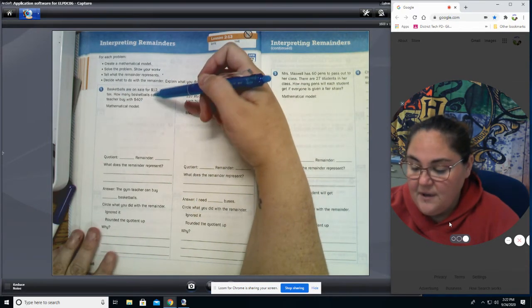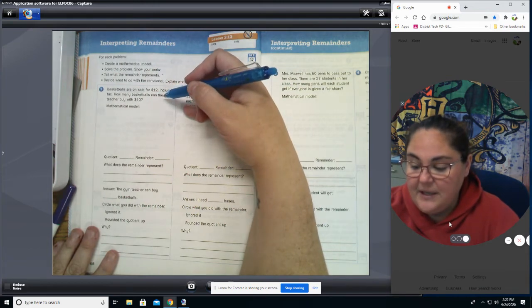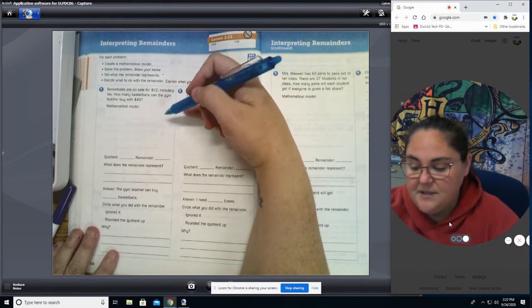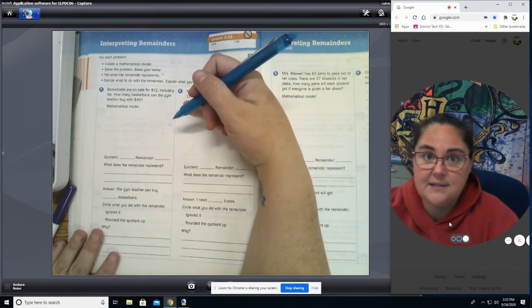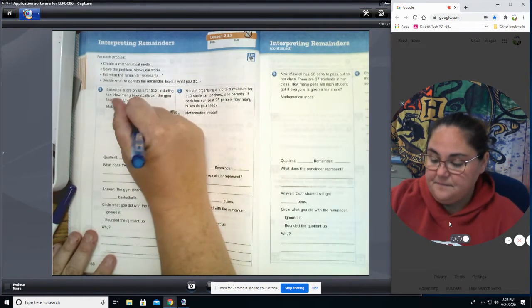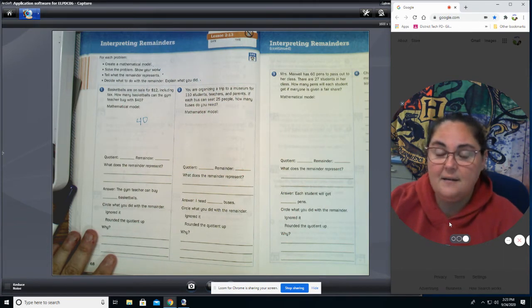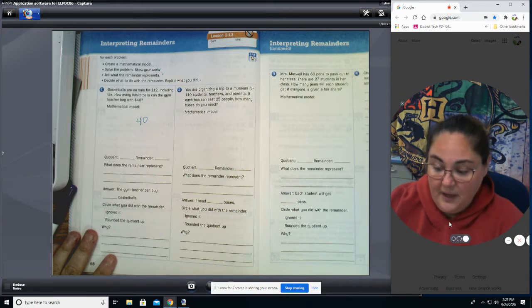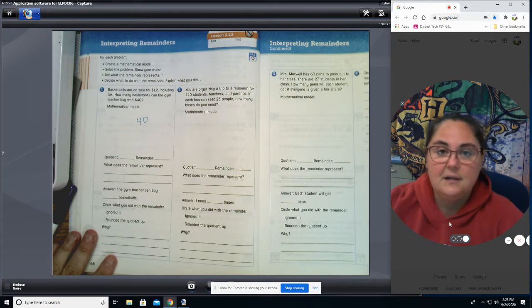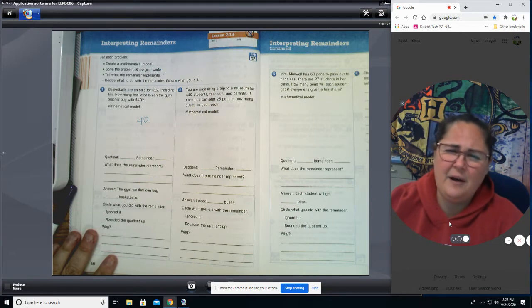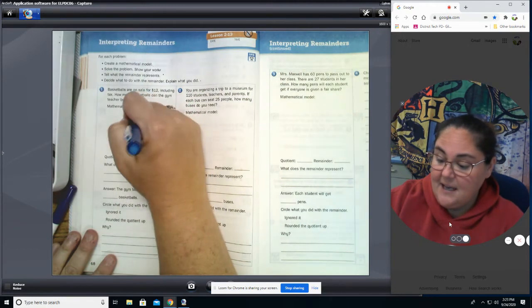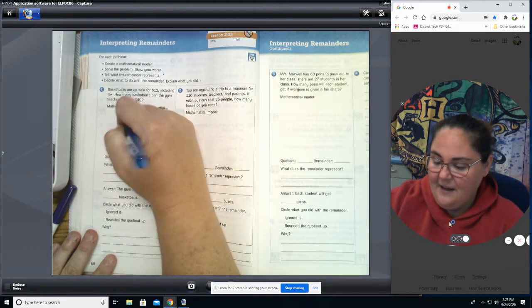So, basketballs are on sale for $12, including tax. How many basketballs can the gym teacher buy for $40? So, I have $40. I'm the gym teacher. And I'm going to buy some basketballs. How many can I buy? Well, it's a quotient remainder, which means you're going to divide. Can I take 12 divided by 40? That doesn't make sense. So instead, I'm going to do 40 divided by 12.